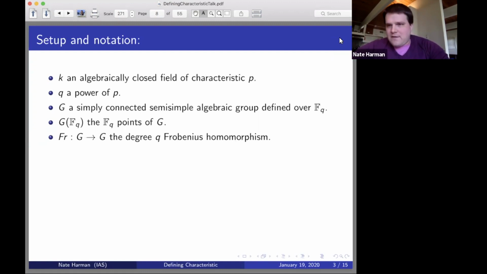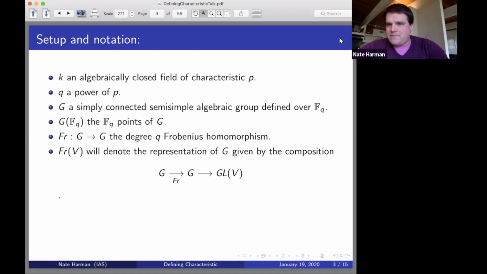Okay, so I have G, I have the FQ points of G, and I have this Frobenius homomorphism from G to itself. Again, this is an actual homomorphism on my algebraic group because it's defined over FQ. If it was defined over some other finite field, you might think of it as being a map from G to some Frobenius twist of it. But I really want to think of it as a map from a group to itself.